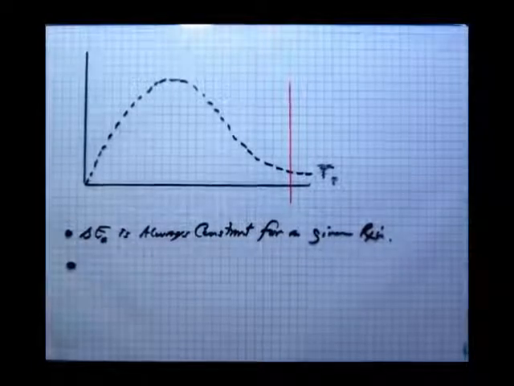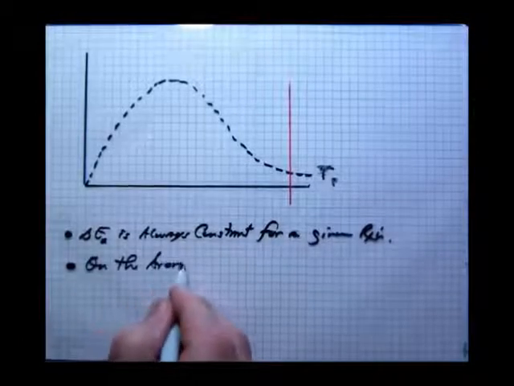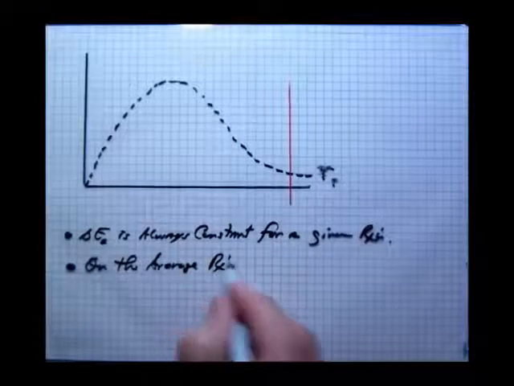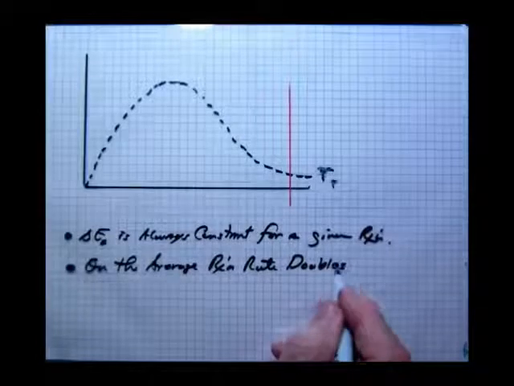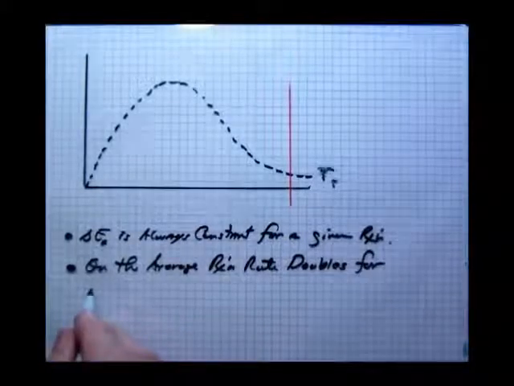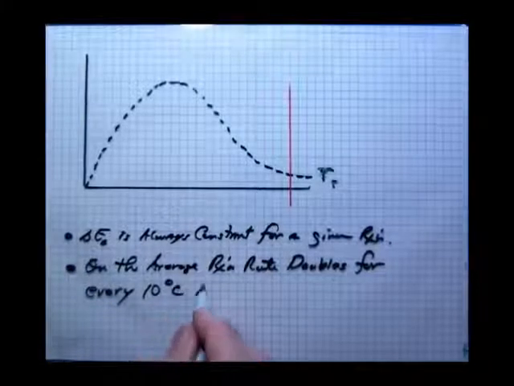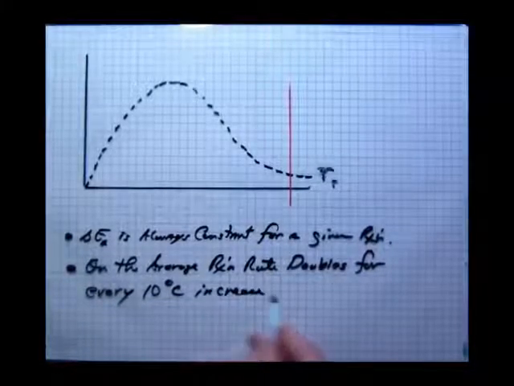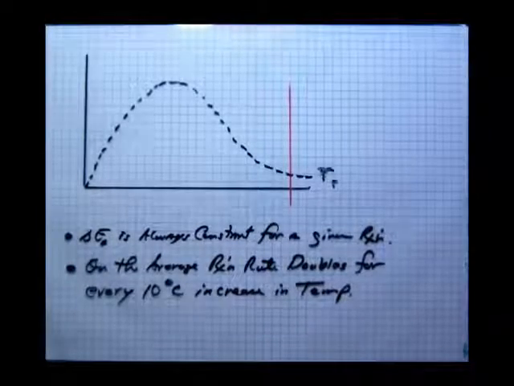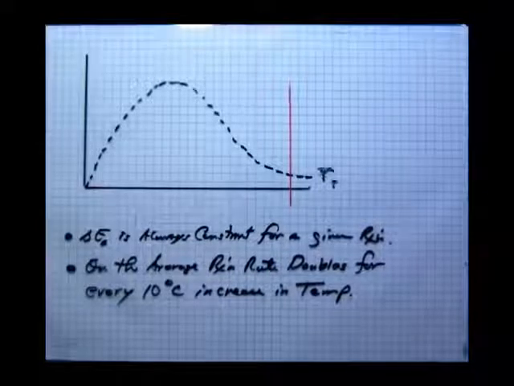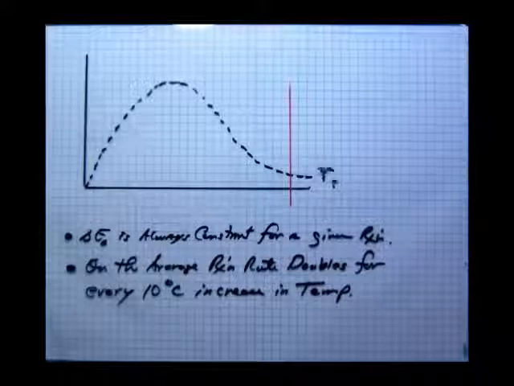Two, on the average, reaction rate doubles for every 10 °C increase in temperature. Now, mathematically, you can take the equations in the book and show this. It gives you a greater, twice the fraction of particles available.